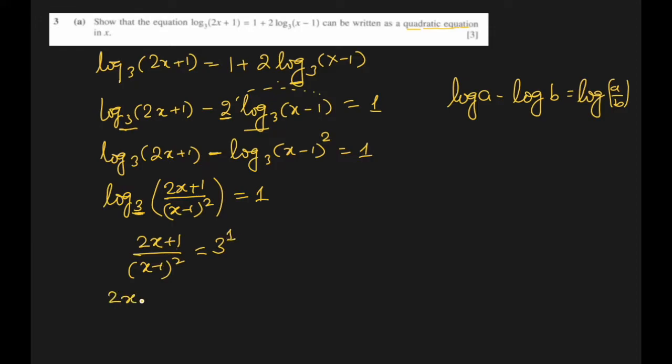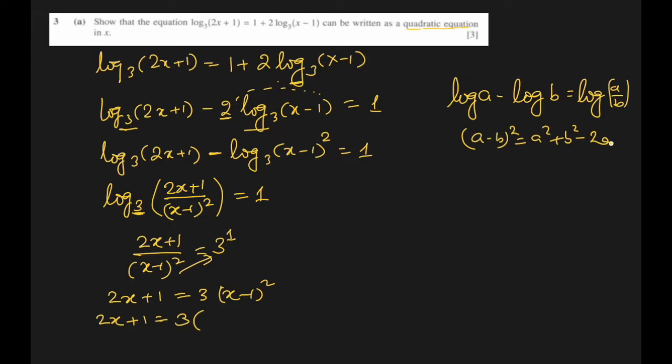We can simply convert it to a quadratic equation by cross multiplying. So 3 remains 3 there, and (x minus 1) squared comes and multiplies with 3. So let's open the bracket on the right side first, and then we'll take care of it. For (x minus 1) squared, we will use (a minus b) whole squared is a squared plus b squared minus 2ab.